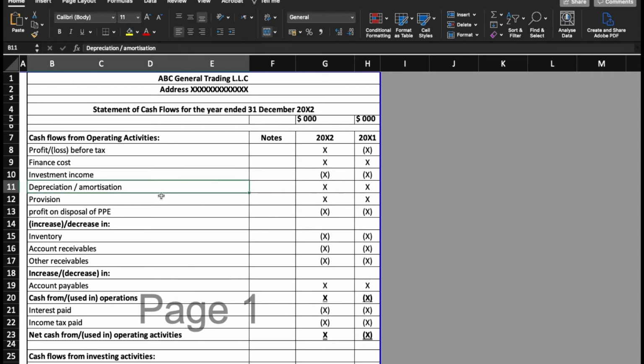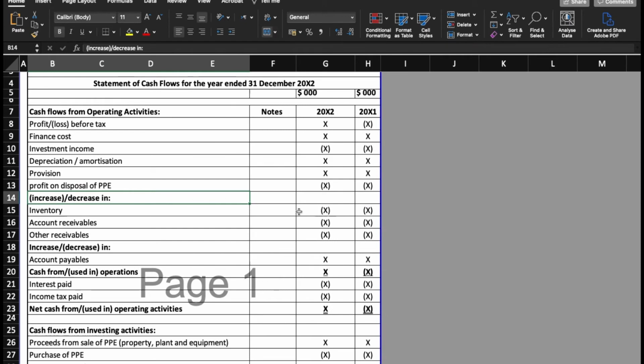Then we need to add back those non-cash elements. The non-cash elements are depreciation, amortization, and then we have provisions. If we book any provision, such as provision for employment and the provision for slow-moving goods, and if an entity generated any profits from selling property, plant, and equipment items, so any gains must be deducted from the operating activities.